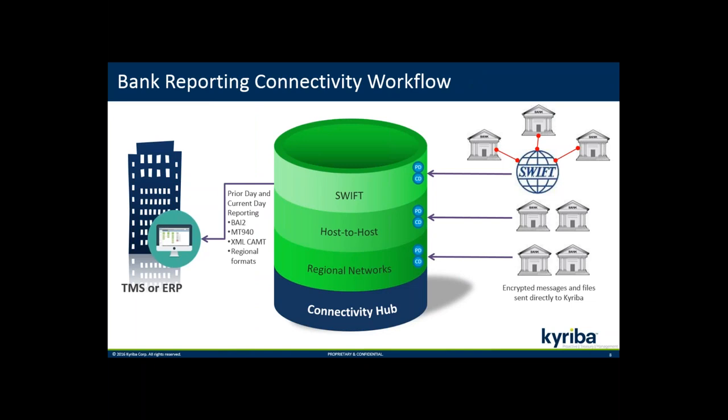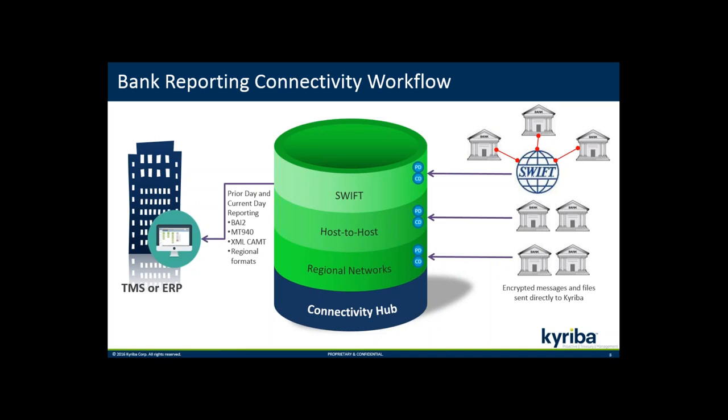So in terms of putting it into a diagram, if we look at just typical bank reporting connectivity, and this is obviously on the statement reporting side, it looks, give or take, something like this. Most people have a TMS or an ERP that is receiving all this information, such as prior day and current day reporting. So in the US, BAI2, we have MT940 for more international banks. We have a prevalence of XML, CMT formats, which are starting to, in some cases, even replace BAI. And then depending on the country and region we're talking about, there's some regional formats as well, which could be a long conversation, could almost take up the whole webinar just talking about those.